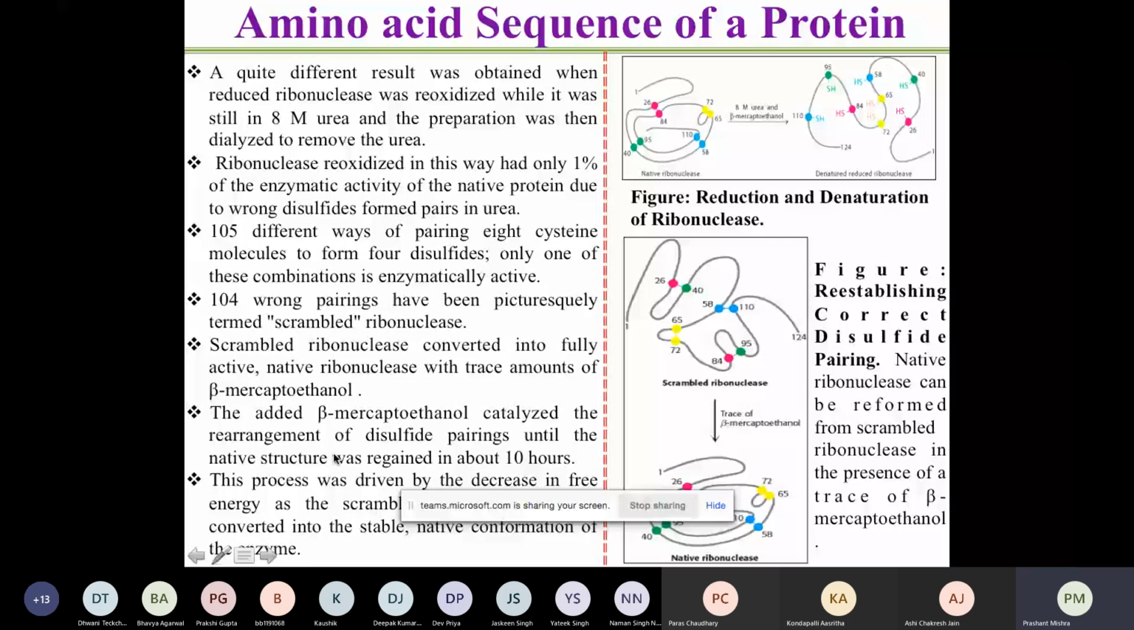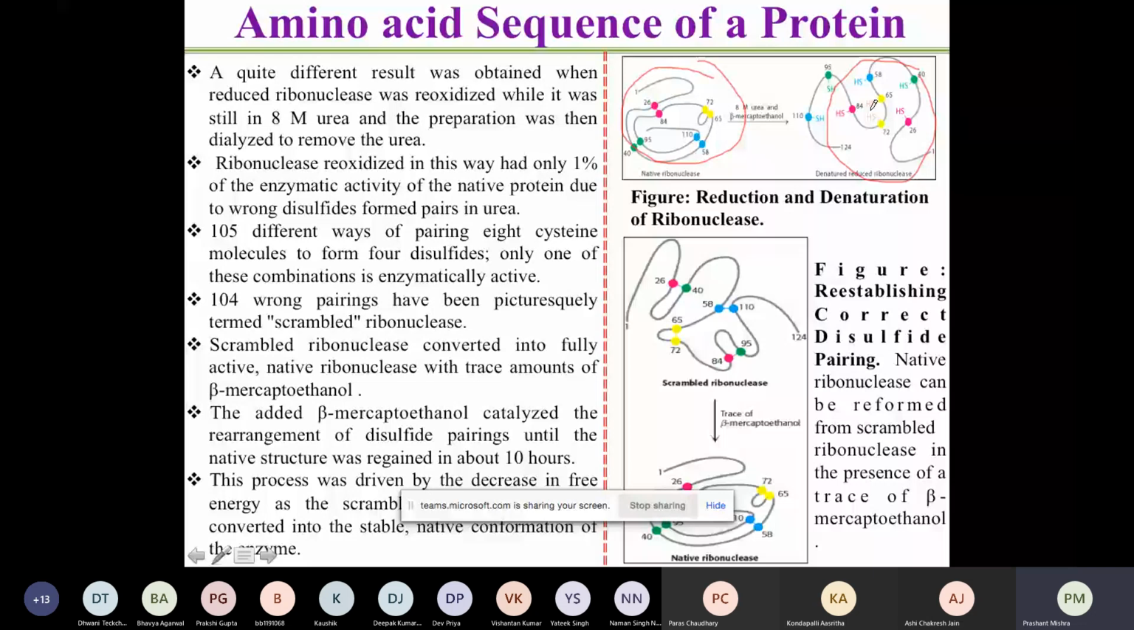This experiment is a little tricky, so try to understand. See, this is the tertiary structure, the native structure of ribonuclease. This is the structure where he has used 8 molar urea and beta mercaptoethanol. The structure has opened, and this tertiary structure is lost. So we call it a denatured structure. So you have a native ribonuclease, and you have a denatured ribonuclease.